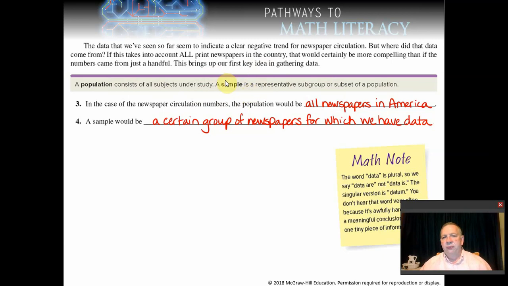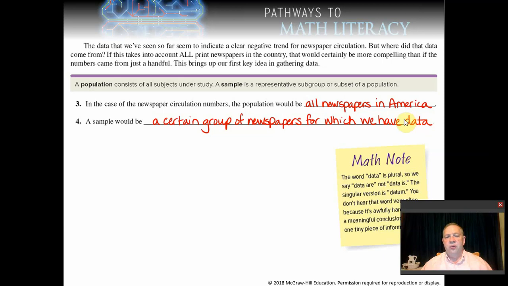Okay. And hopefully a sample, if it is a good sample, will give us some ideas. We use sampling to get ideas about the population, and we hope that the sample is a representative subgroup or subset of the population. If I went to one little small town rural newspaper, that would not be a representative subgroup of all newspapers. I mean, there are some major newspapers, Washington Post, New York Times, etc. Okay. So, in this case of the newspaper circulation numbers, the population would be all newspapers in America.